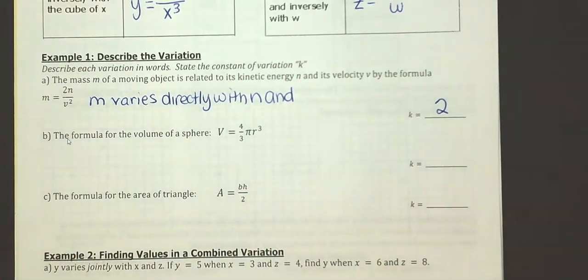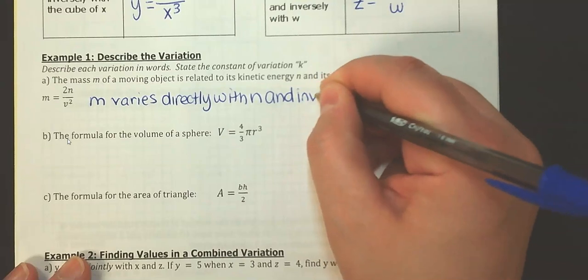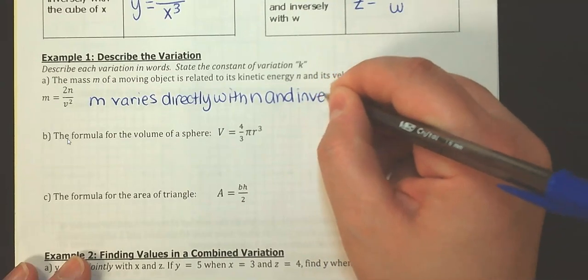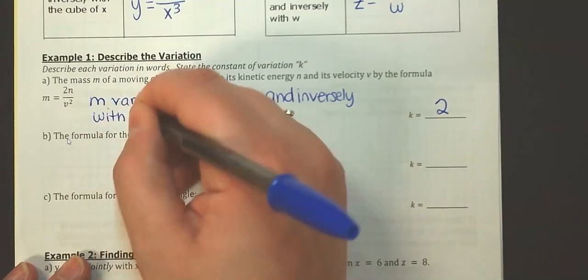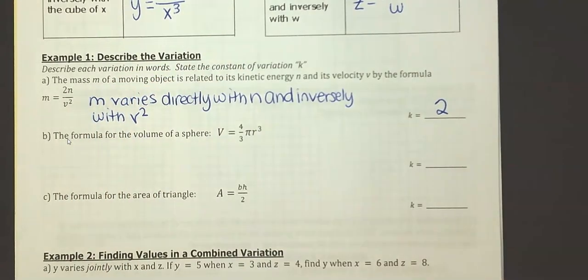And then I've got a variable in the bottom, that's V squared. So that's going to be, if it's in the bottom, inversely. So then I'm going to say inversely, hopefully spelling that correctly, with the velocity squared. I'm just going to put V squared. I'll just go ahead and put the variable. So directly with N, that's in the top, inversely with V squared.